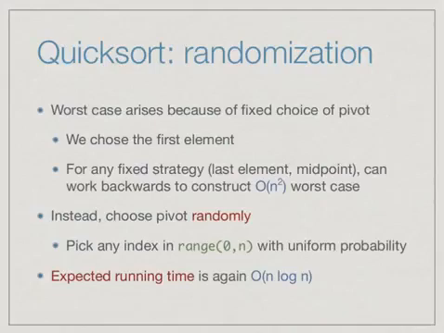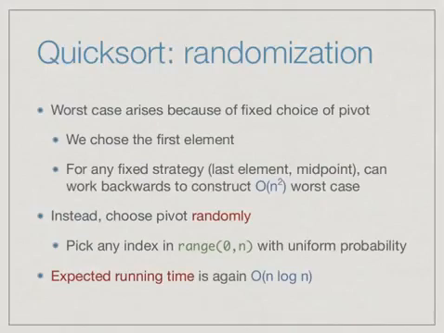Supposing instead we wanted to choose the midpoint, we take the middle element in the array as our pivot. Then again we can construct a worst case input by always putting the smallest value and working backwards so that at every stage the middle value is the smallest or largest value. So for any fixed choice of pivot, if the pivot is picked in a fixed way in every iteration, we can always reconstruct a worst case input.